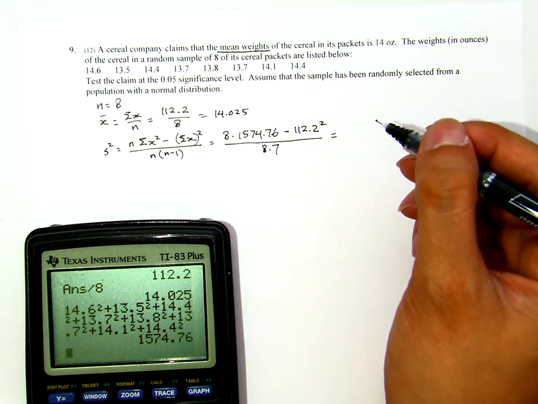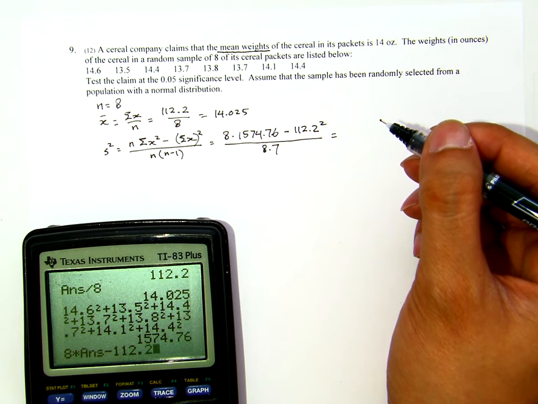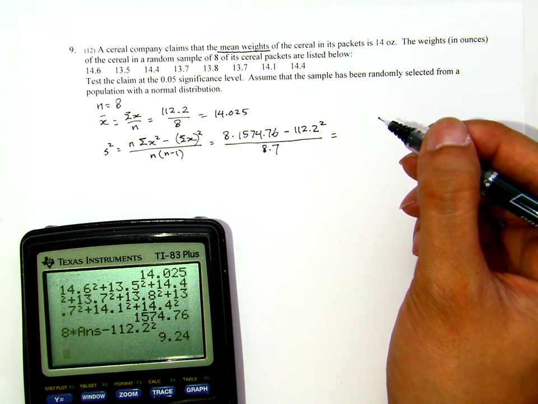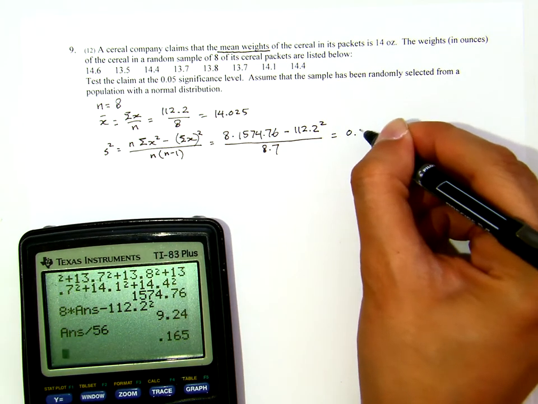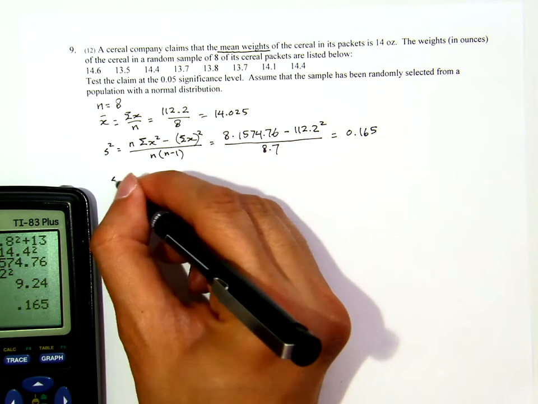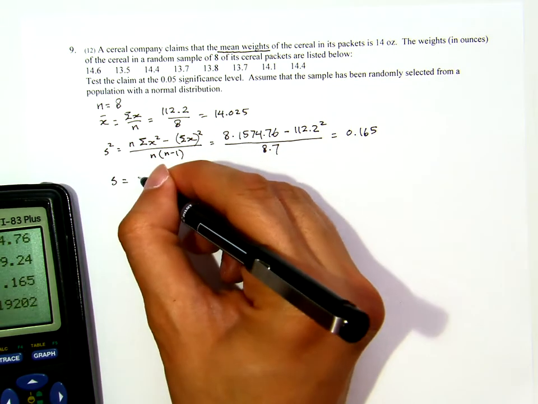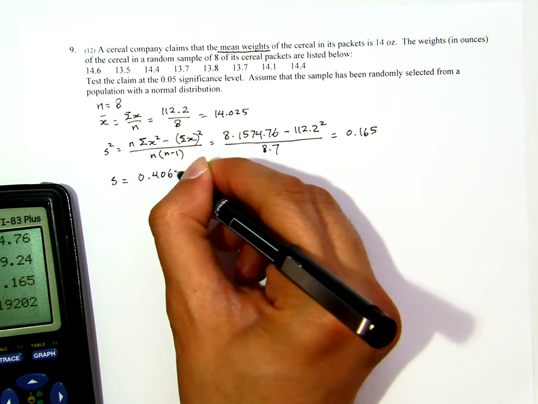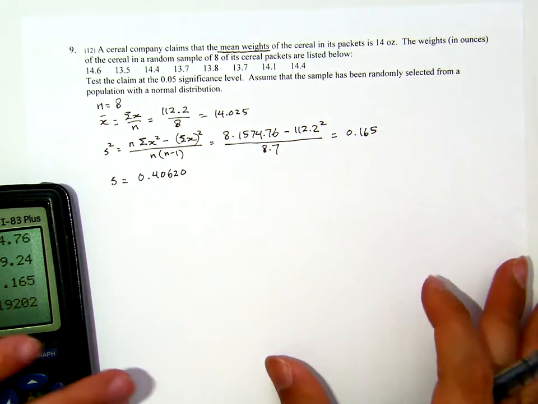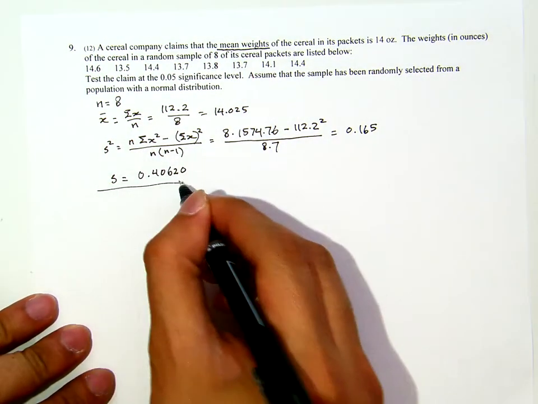That is equal to 8 times that answer, minus 112.2 squared. Divide that by 56. I get 0.165. Oh, that's a small one. So the sample standard deviation will be the square root of that, which is 0.40620. Okay, now that's the information we have. Now then, let's start with the hypothesis testing.